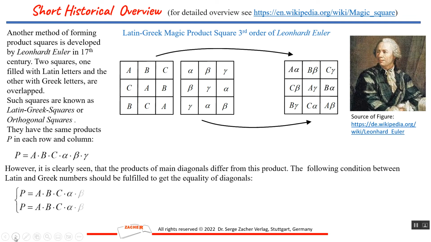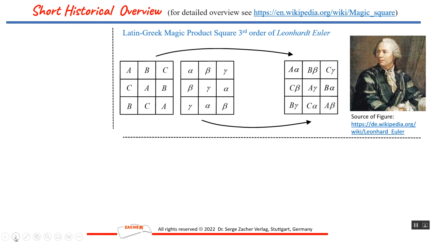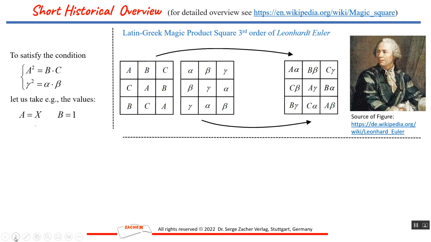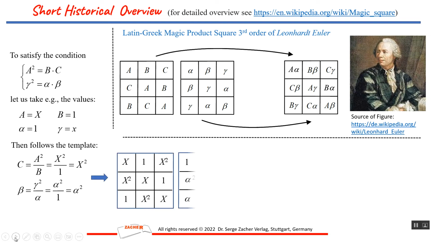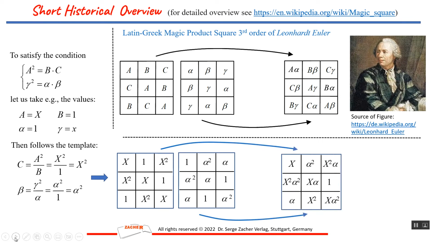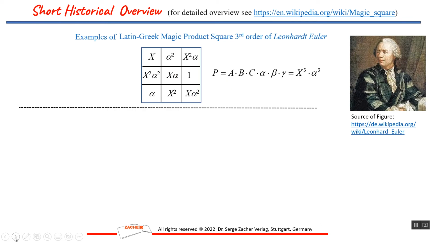The following condition between Latin and Greek numbers should be fulfilled to get the equality of diagonals. To satisfy this condition, let us take, for example, the values of a, b, alpha and gamma. Then follows the template. Examples.